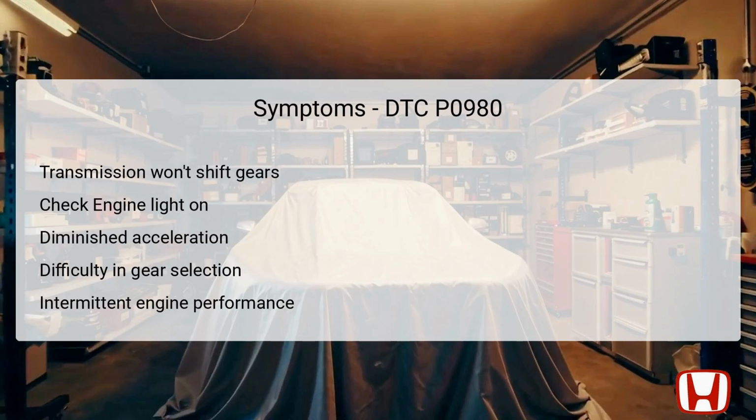When a DTC P0980 occurs, several identifiable symptoms may arise, significantly affecting vehicle performance. The most notable sign is the inability of the transmission to shift into second or fifth gear, creating a visible performance limitation. Additionally, the check engine light will likely illuminate on the dashboard as a warning alert for the driver.